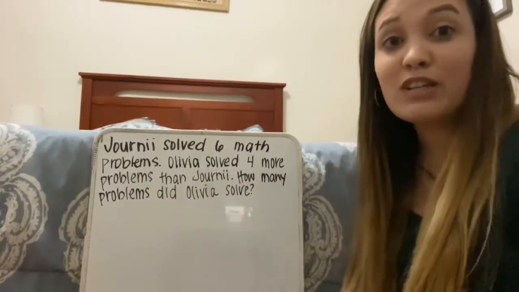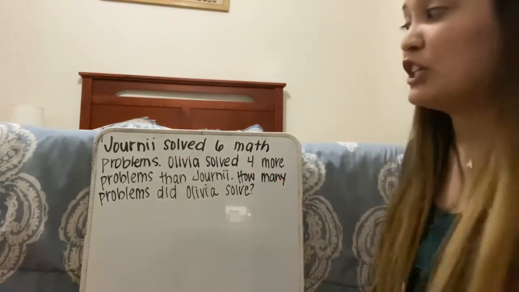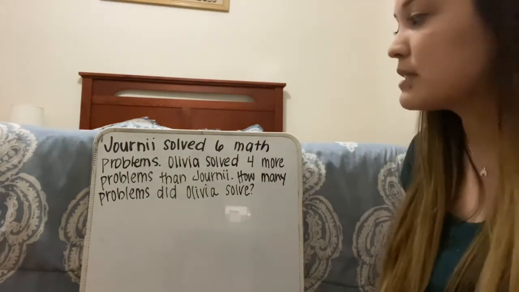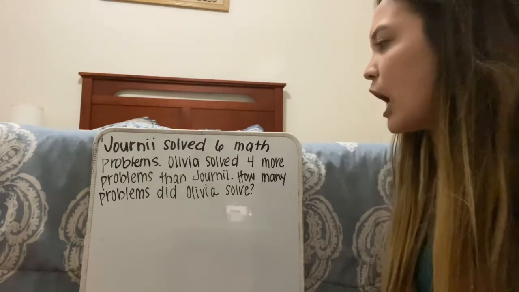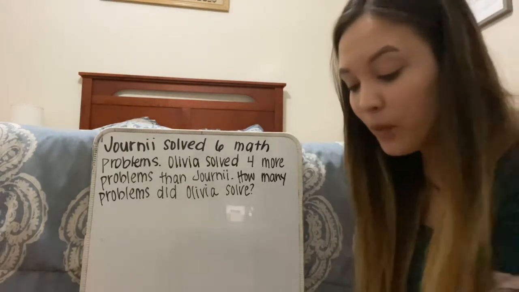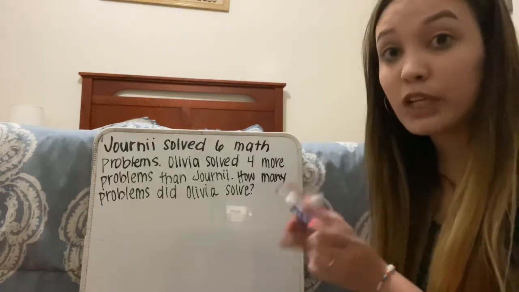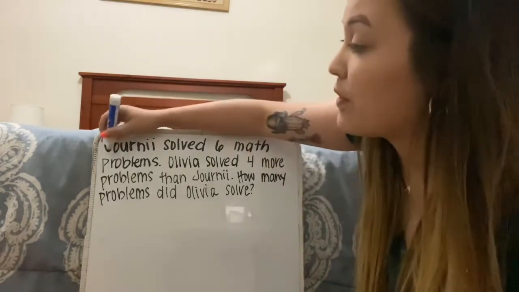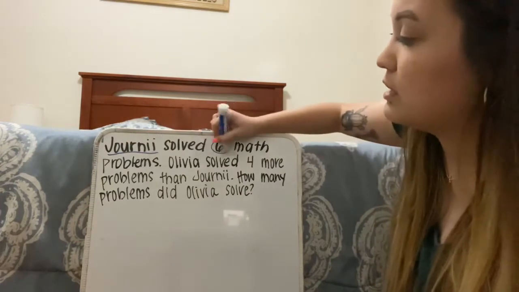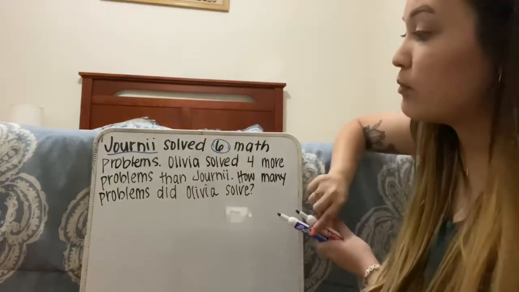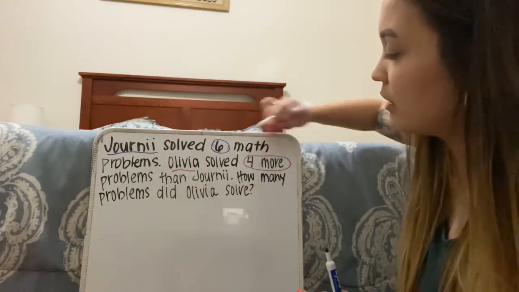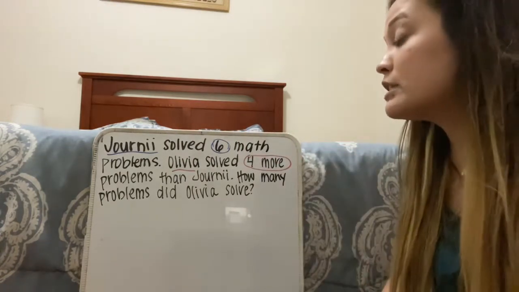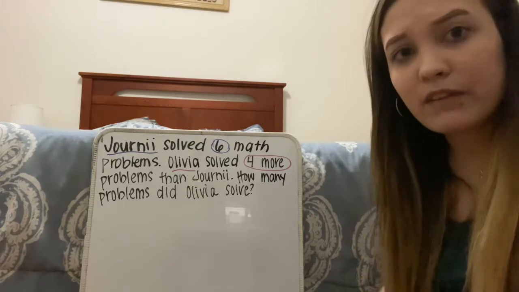All right, on to question number 2 for the day. Journey solved 6 math problems. Olivia solved 4 more problems than Journey. How many problems did Olivia solve? Well, let's go ahead and start by underlining and circling what we already know. So we know that Journey solved 6 math problems. And we also know that Olivia solved 4 more. That word more is important. So we have to figure out how many problems did Olivia solve.